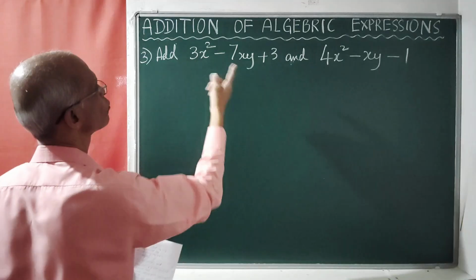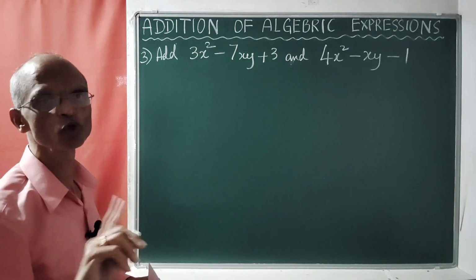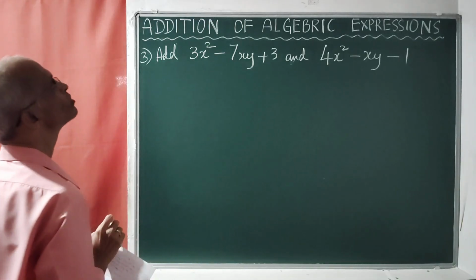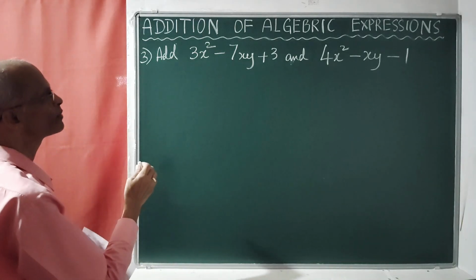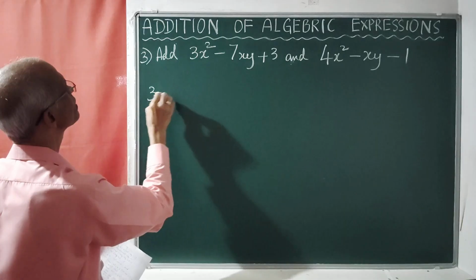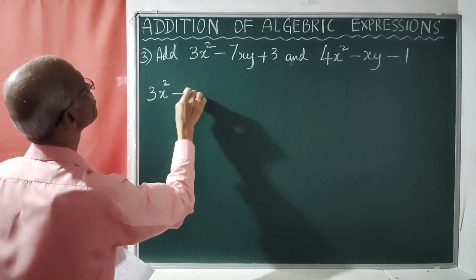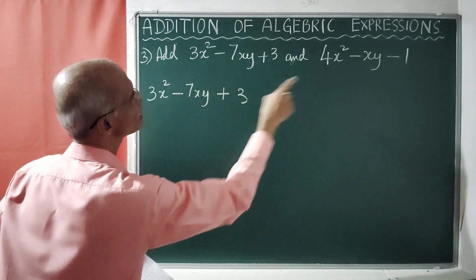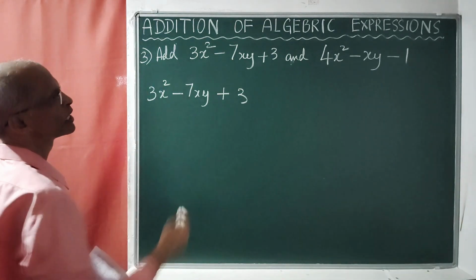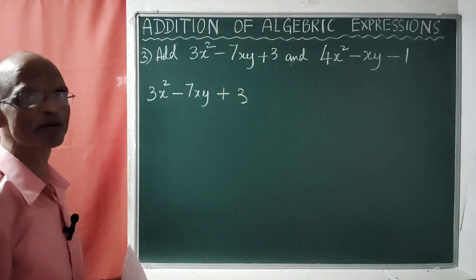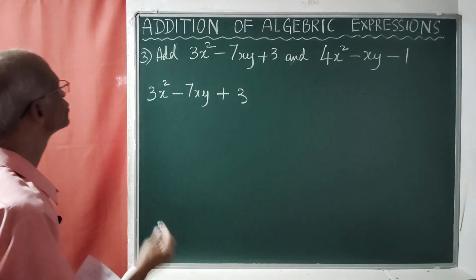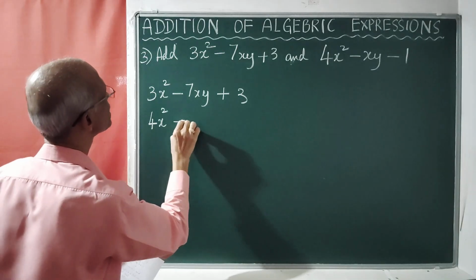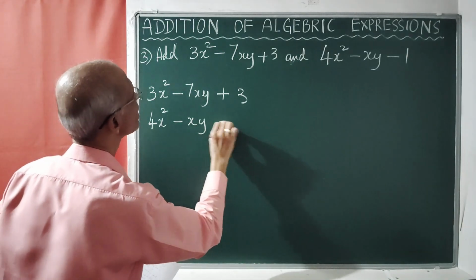Now we'll solve it in two ways, column method and row method. First we'll see the column method. In the column method, write one below the other. 3x square minus 7xy plus 3. Write that expression below this. But take care, the like terms should be written under like terms. So 4x square minus xy minus 1.